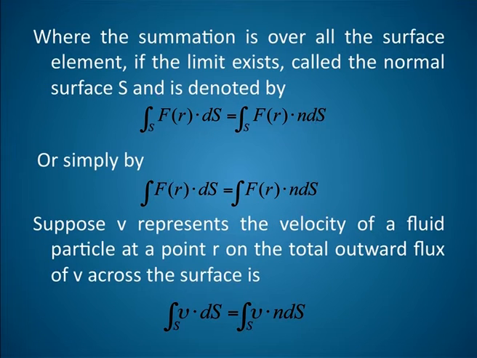Suppose v represents the velocity of the fluid particle at the point r. The total outward flux of v across the surface is given by the integral of v dot ds, that is equal to the integral of v dot n ds over the surface S.